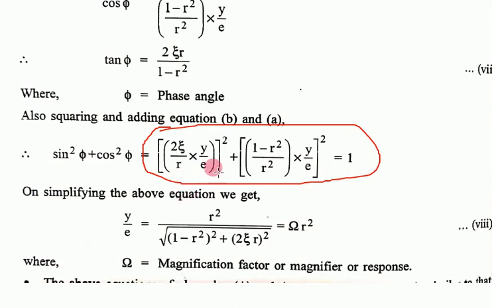We have to simplify this equation, so here y upon e is common, and all other things come to this side, and the answer will be r square upon under root of (1 minus r square) whole square plus (2 zeta r) whole square. So here 1 upon these things is called the, we can say, the magnification factor, multiplied by r square, so it is the magnifier or response, okay.